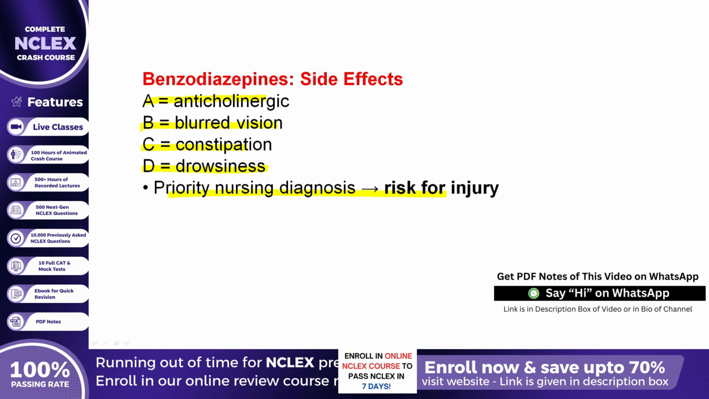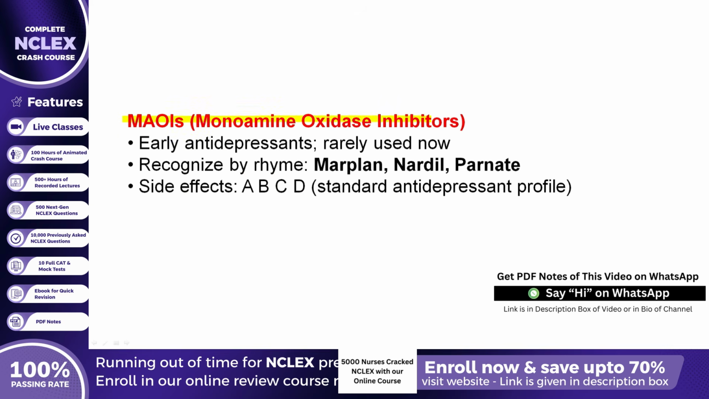As we move into monoamine oxidase inhibitors, remember that these are early antidepressants and are rarely used now. You can easily recognize them by the rhyme Marplan, Nardil, and Parnate, which helps tremendously on the exam. Their side effects follow the same A, B, C, D pattern, giving them a standard antidepressant profile.